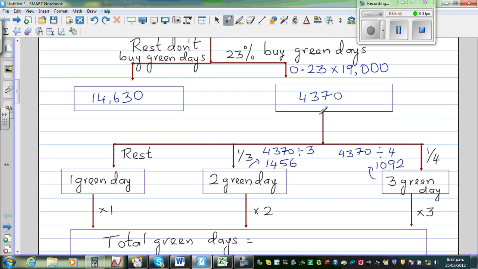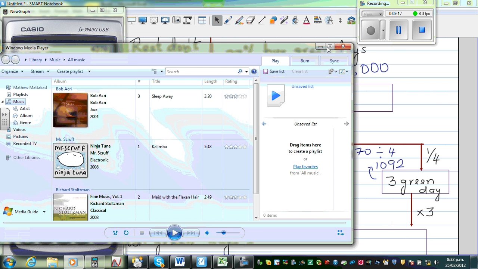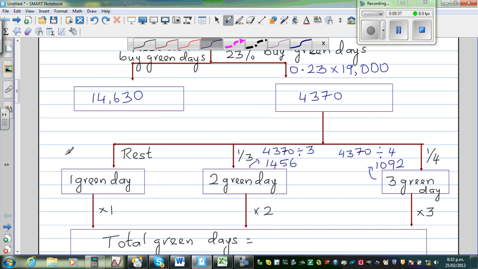So how can I find the rest? The total of 4,370 bought green days. Out of them, 1,092 bought 3 green days and 1,456 bought 2 green days. To calculate this, take away this, take away this. 4,370 take away 1,456, take away 1,092, that is 1,822 people. So 1,822 people bought 1 green day.